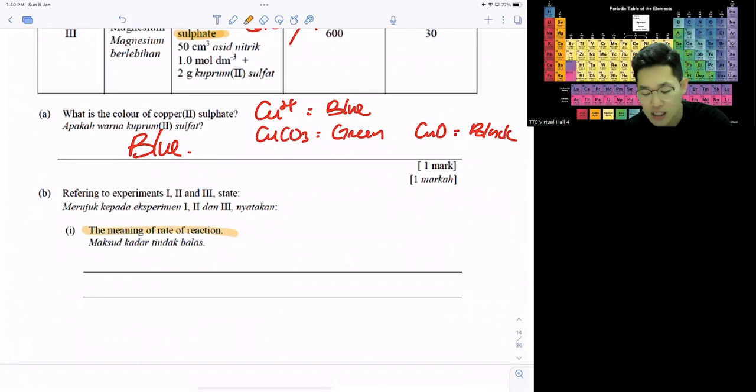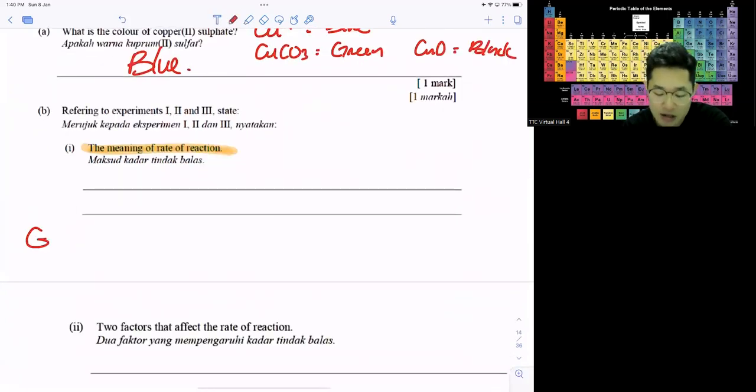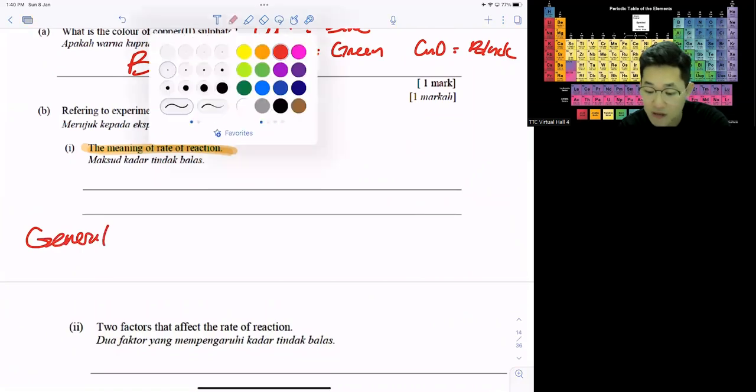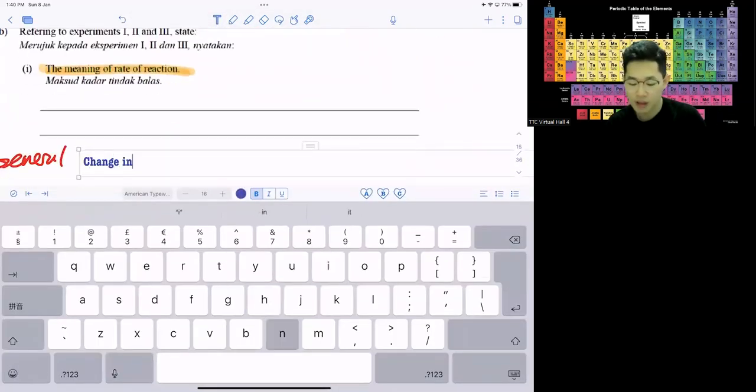Oh, I want to do this. Okay, this is the one that is important in the tips. When giving the rate of reaction, there are two types of definition. It's either you give the general definition, which is the change in the quantity of reactant or product per unit time.